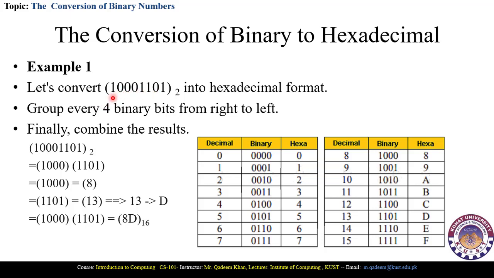First, we need to group this number into 4 binary bits because we are converting it into hexadecimal. So we will make different groups of 4 bits. But how will we start the grouping? We will start from the right to left position. This is the rightmost bit, and this is the leftmost bit here. So we will consider first these 4 bits, then another 4 bits. If there are fewer than 4 bits at the end, we will add 0s to the last bit. So we will group every 4 binary bits from right to left, and finally we will combine the results.